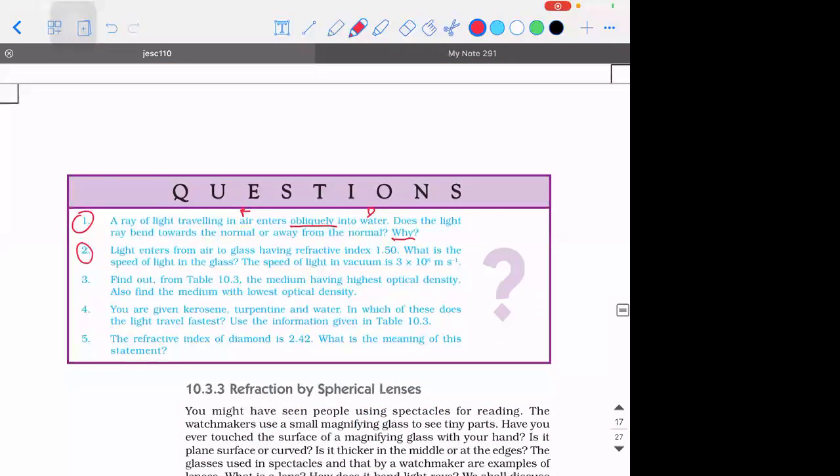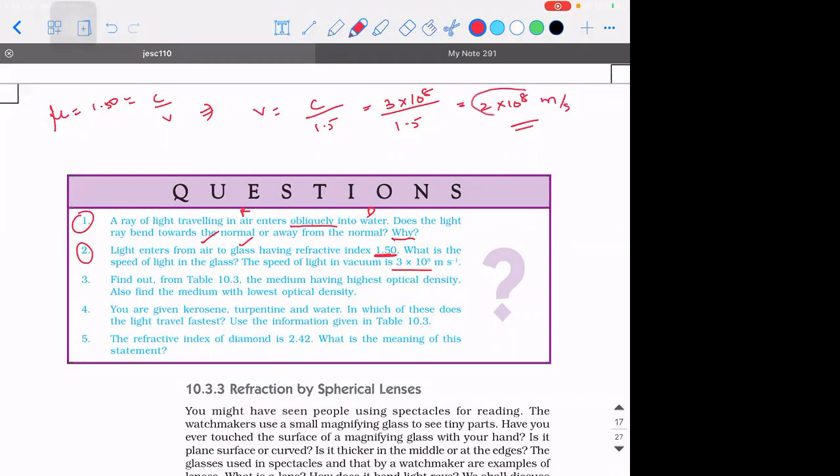Next. Light enters from air to glass having a refractive index of 1.50. What is the speed of light in glass? The speed of light in vacuum is 3 into 10 power 8. What is the definition of refractive index? C divided by V. So V is equal to C divided by 1.5, where C is 3 into 10 power 8. The answer is 2 into 10 power 8 meter per second. So as the light is entering glass, you can observe that the speed is decreasing.